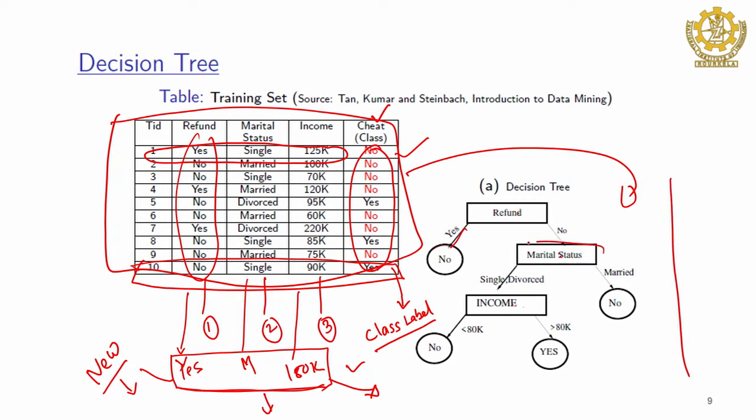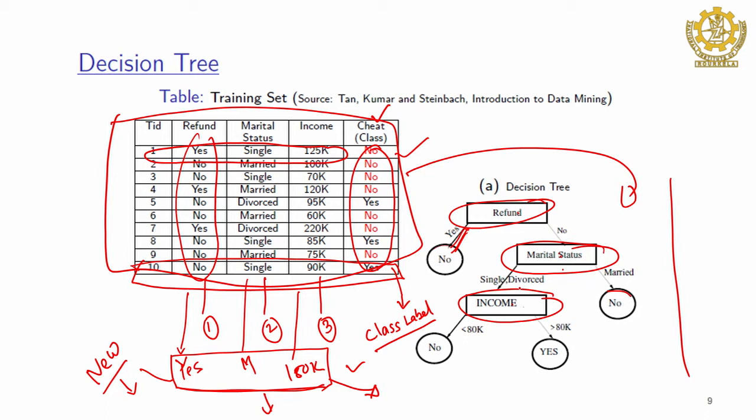Each internal node represents an attribute. This is an internal node, this is an internal node, and this is an internal node. So, this is the attribute, we can say refund. Refund is one attribute, marital status is another attribute, and income is another attribute. And then what is the outcome? The outcome is the test. We are testing refund, yes or no. So the outcome is yes or no.